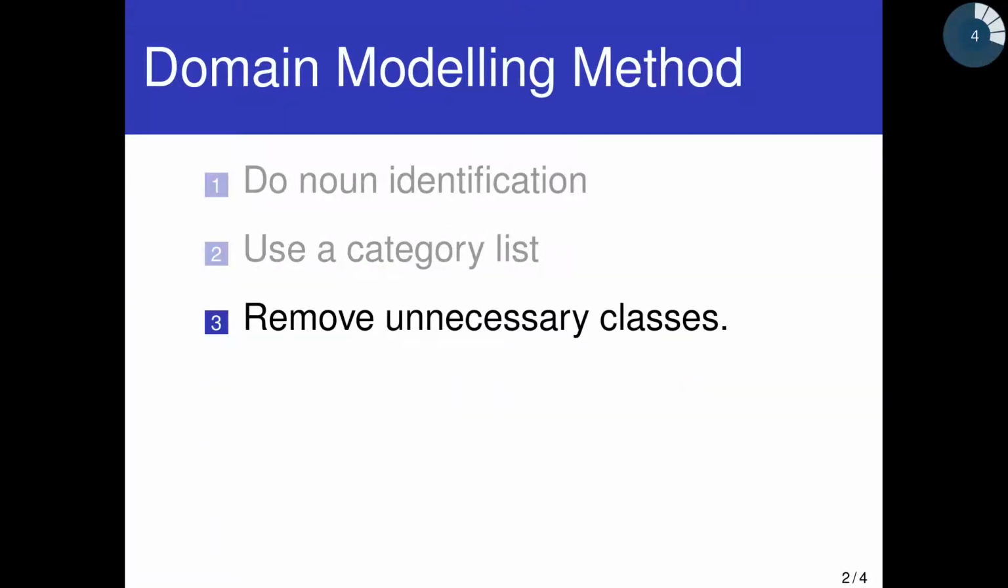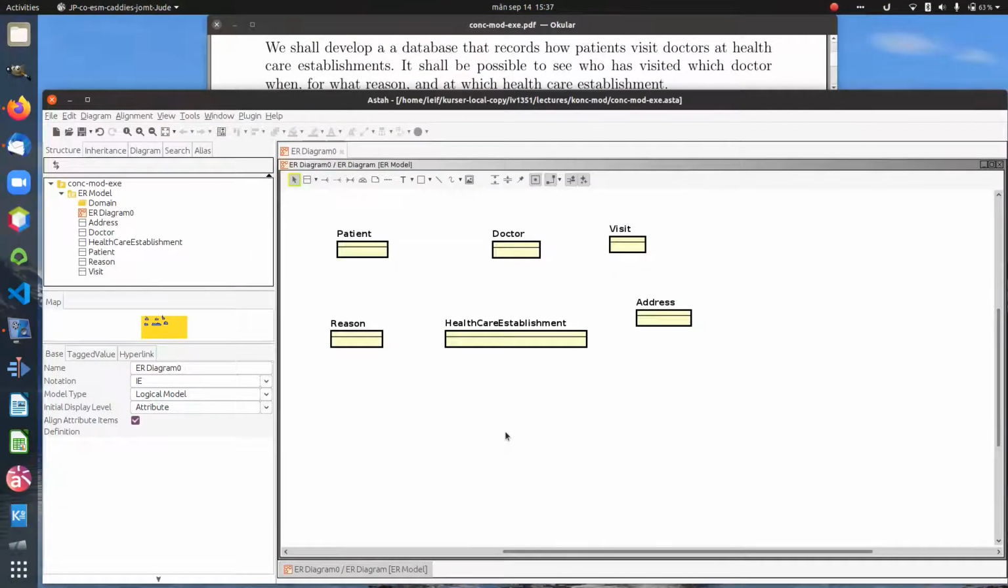Remove unnecessary classes or entities. Well, since there were very few added, we didn't do it that thoroughly. I think there's nothing to remove here. Or is there? What do we say about reason? Reason is a rather abstract thing. It came from here. It's supposed to say why the patient went to see the doctor.